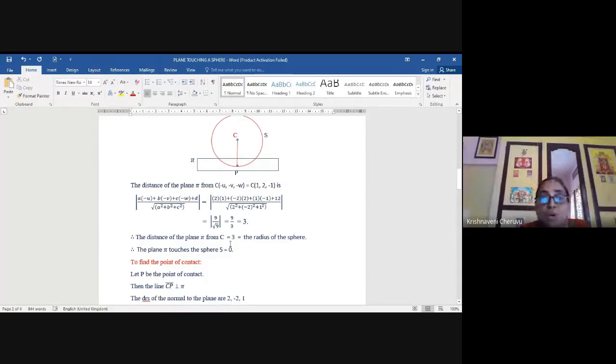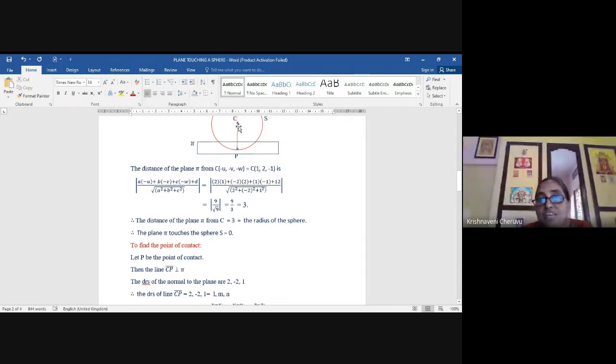Now, he asked you to find out the point of contact, P. Now, if you see in the figure, what is P? It is the point of contact. But if you see this P, it is actually lying on the plane. And moreover, see this line CP is perpendicular to the plane pi. This CP is perpendicular to the plane pi.